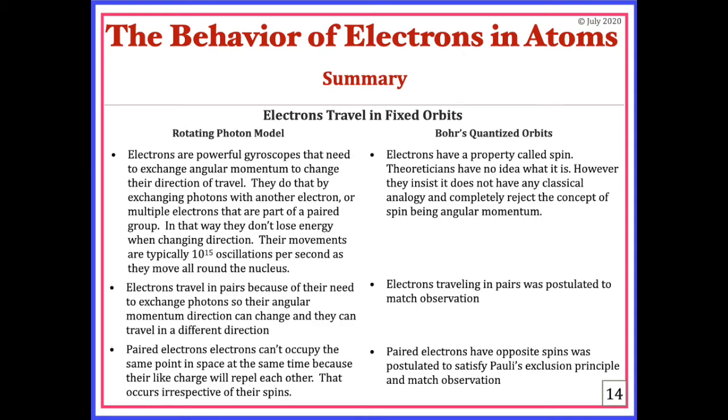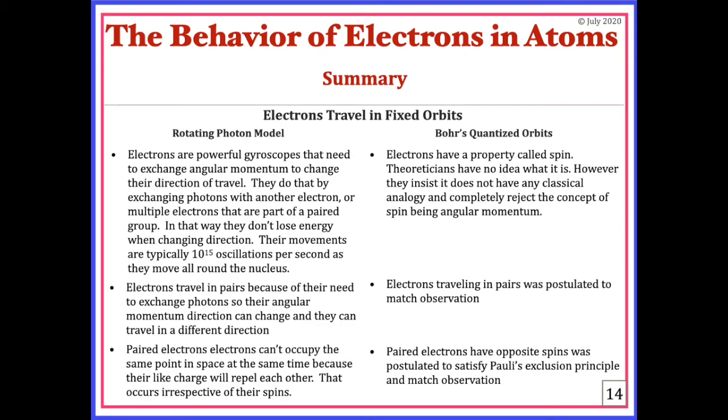Electrons are powerful gyroscopes that need to exchange angular momentum to change their direction of travel. They do that by exchanging photons with another electron or multiple electrons that are part of a paired group. In that way, they don't lose energy when changing direction. Their movements are typically 10 to the 15 oscillations per second as they move around the nucleus. Electrons travel in pairs because of their need to exchange photons so they can move in different directions.